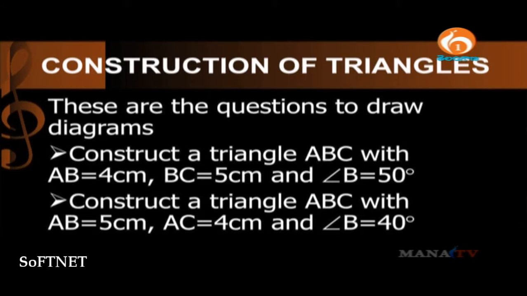The first question is, you have to construct a triangle ABC with AB is equal to 4 centimeters, BC is equal to 5 centimeters, and angle B is equal to 50 degrees. Another triangle ABC where AB is 5 centimeters, AC is 4 centimeters, angle B is equal to 40 degrees. Make sure that in the first triangle BC is more than AB, and in the second triangle AB is more than AC. Why? Because they are looking not equal. Are you drawing rough diagrams for these questions, children?